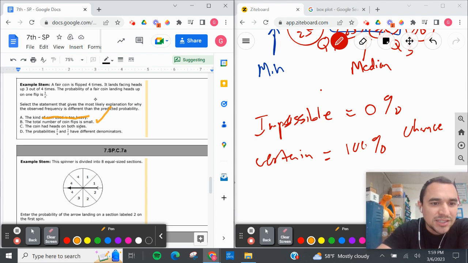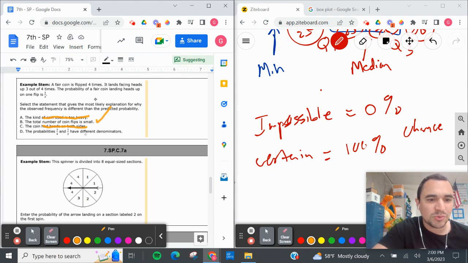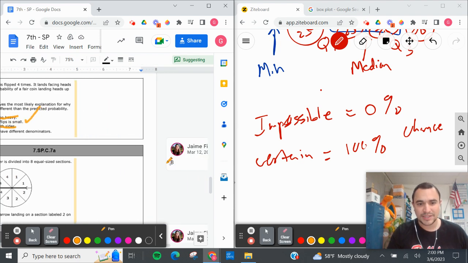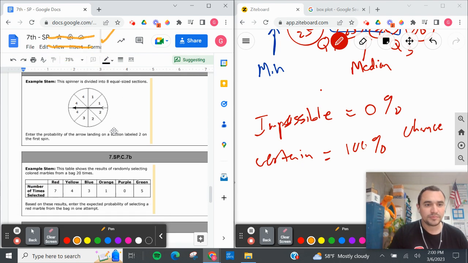You only flipped it 4 times, so it's possible to get 1 heads and 3 tails, or vice versa. The coin had heads on both sides? No, because it landed on tails at least once, so it can't be on both sides. The probabilities of 3/4 and 1/2 have different denominators? They do, but that doesn't mean anything. I would say B. B is the correct answer. So yeah, you've got to flip it more times. The more times you flip it, the better odds you get.